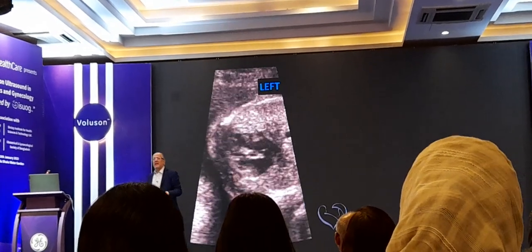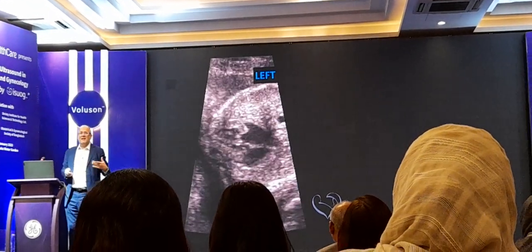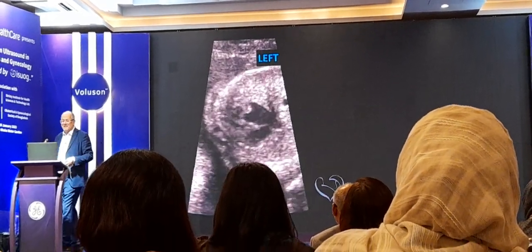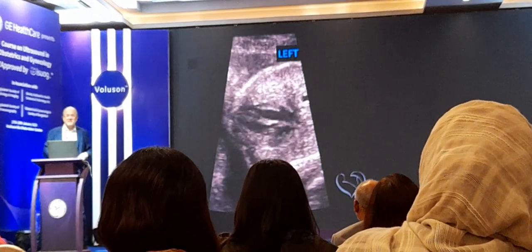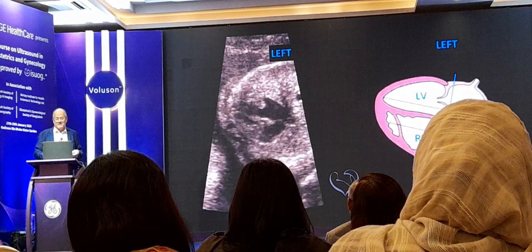Which valve is nearer the apex? The tricuspid or the mitral? What do you say? Many times we say the tricuspid valve, on the right, is nearer the apex. Which valve is near the apex here? The mitral valve. So this is incorrect.